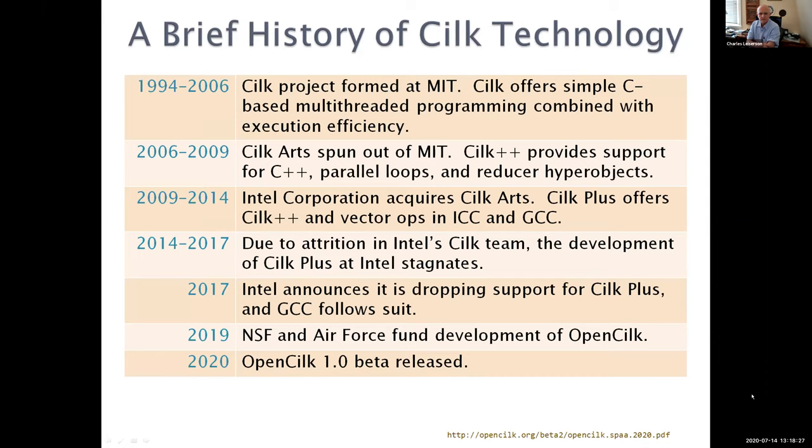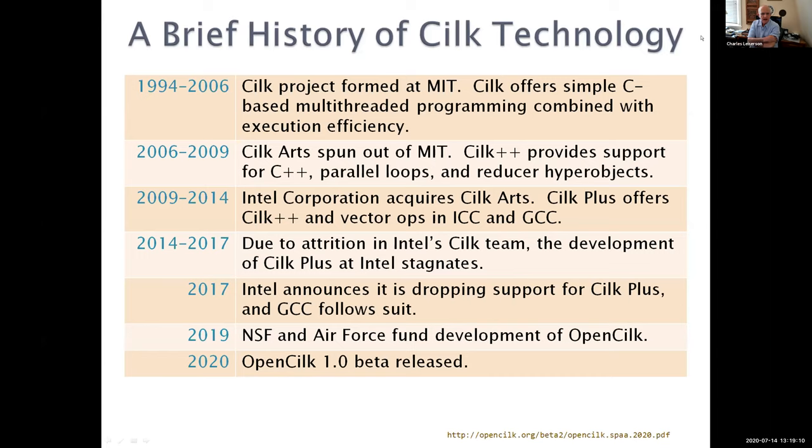They repackaged Silk++, implemented a new runtime, put it into their compiler, and it offered vector operations in addition to the basic capabilities of Silk++. Now, things went reasonably well for a few years at Intel, for about 5 years, adding and developing it. But Intel was unable to retain the members of the Silk team. At this point, I think there's only one Silk Arts person still at Intel.